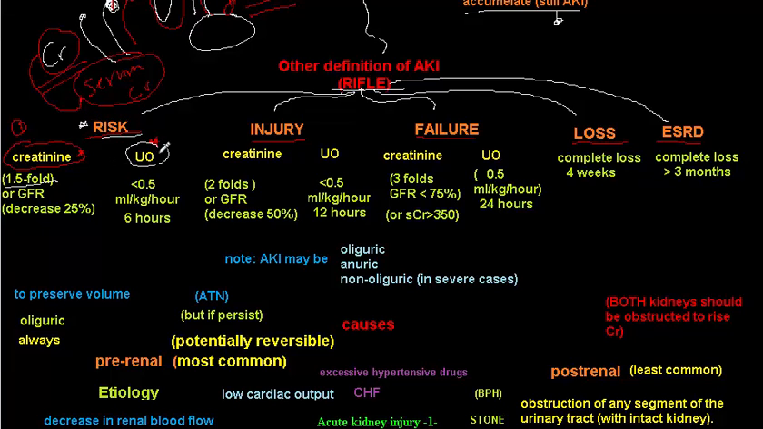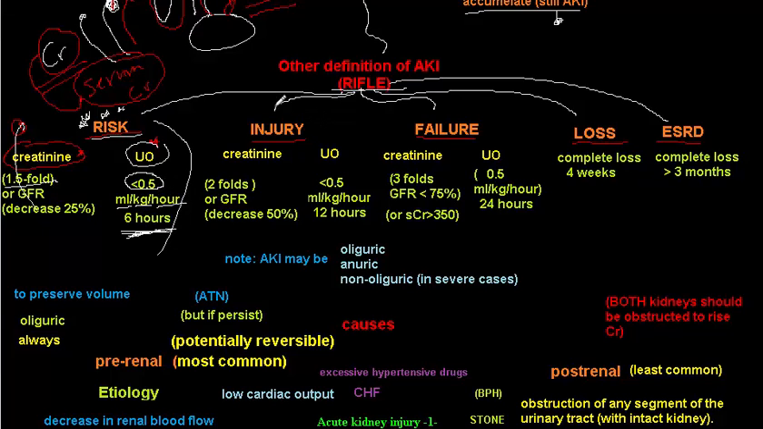And if we have a urine output of less than 0.5 ml per kg per hour for about 6 hours, then this is the risk of the acute kidney injury. Again, creatinine of more than 1.5 folds, urine output less than 0.5 for 6 hours. Please focus on the 6 hours, because in the injury we have the same value 0.5, but for 12 hours. In the failure the same value again, but for 24 hours.